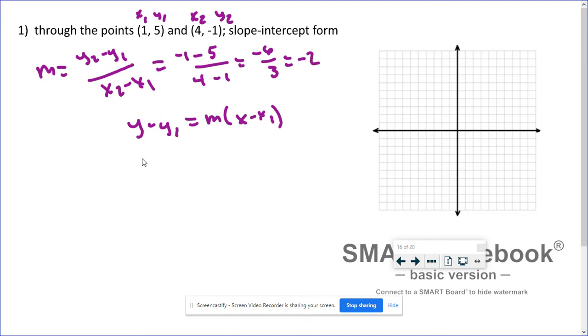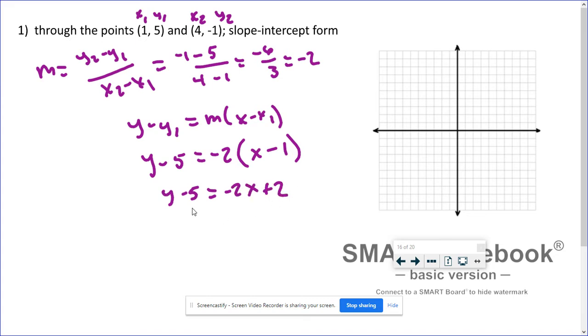So in this case, y minus y1 is 5. M is the slope that we just calculated. And then x minus x1, which is 1. We have the equation now in point-slope form. And in order to convert that into slope-intercept form, we're going to distribute the -2. And now we simply just add the 5 to the other side. And that is your equation.